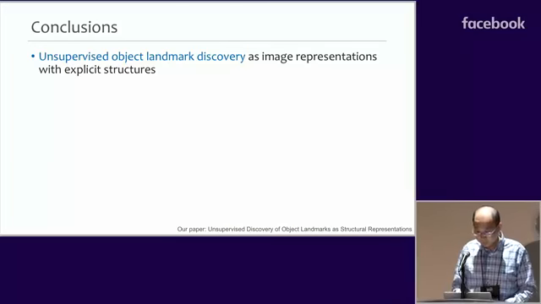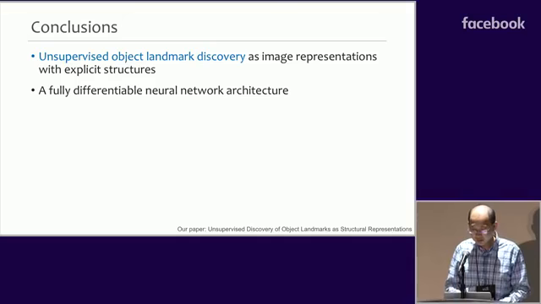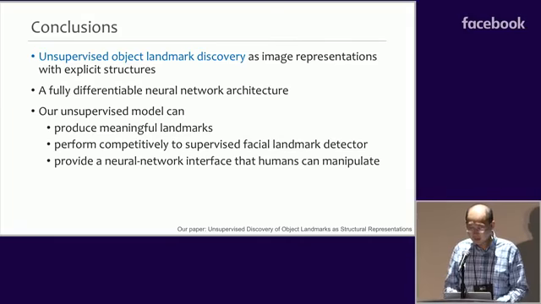To conclude, we address the challenging problem of unsupervised object landmark discovery, and we formulate it as a sub-problem of representation learning with explicit structures. We propose a fully differentiable neural network architecture to tackle this problem. And our unsupervised model can produce meaningful landmarks, show competitive performance to supervised facial landmark detectors, and provide a neural network interface that humans can manipulate.